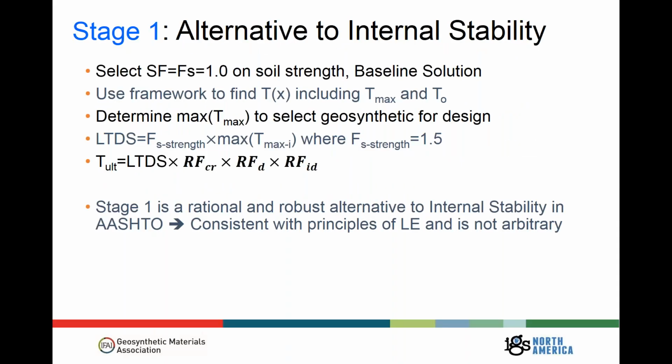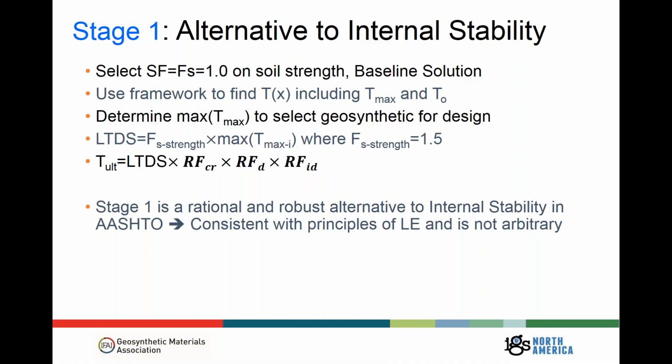So, just to reiterate, in stage 1 we're talking about an alternative to internal stability. The factor of safety is 1 for every surface, everywhere, for soil strength, and we get the baseline solution. With the baseline solution, we can find the distribution of reinforcement tensions, considering the envelopes for front end and rear end pullout, and all the surfaces combined, and get Tmax as well as T0. We can get max Tmax. We can find the largest Tmax for every layer, and that's probably what we're going to go with.